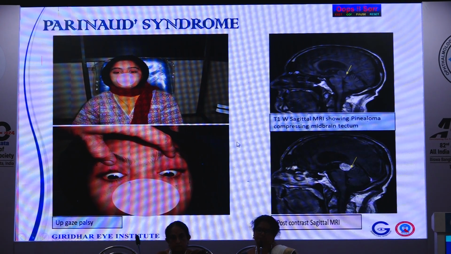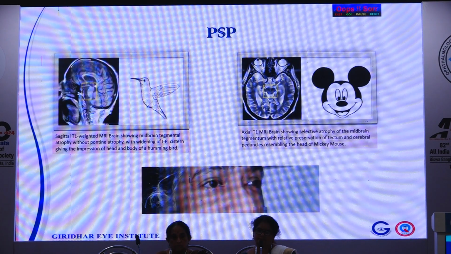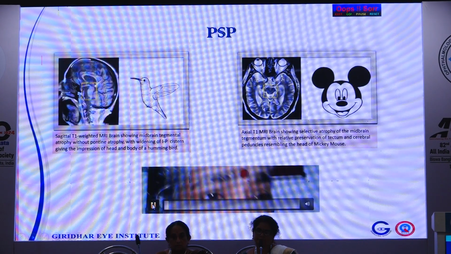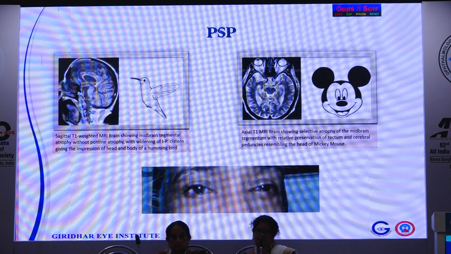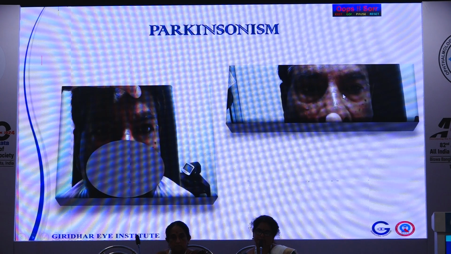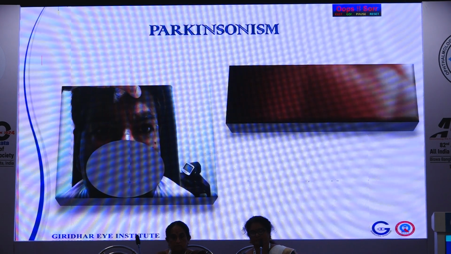She has upgaze palsy from hydrocephalus, and PSP is another condition which comes to you, and you may be the one who distinguishes PSP from Parkinson's, because in Parkinson's disease they don't have downgaze problems, whereas here you can see this lady has PSP, which is a much worse form of Parkinson's disease with downgaze difficulty, and this MRI will show a hummingbird sign or a Mickey Mouse sign. And a Parkinson's patient will also come to you with difficulty in convergence and double vision. This is because convergence is one of the first things to go in Parkinson's, and they have difficulty in reading, and you may give them prisms, and that may be helpful in the initial period.